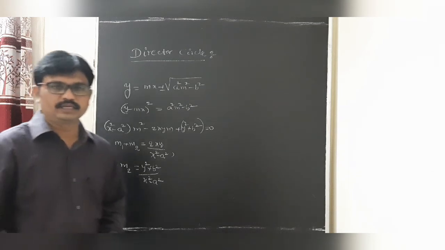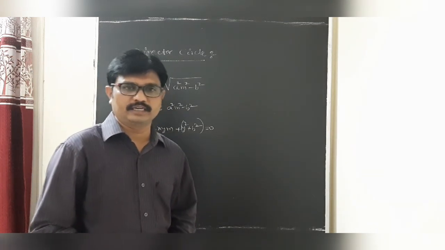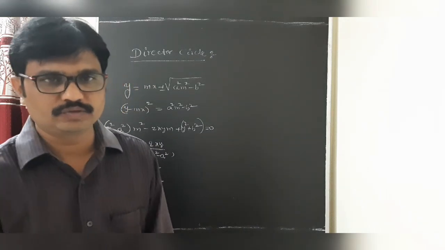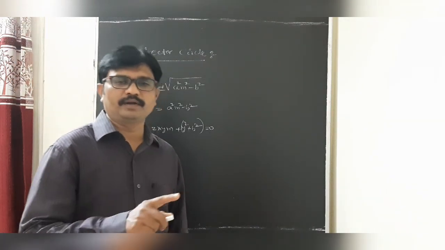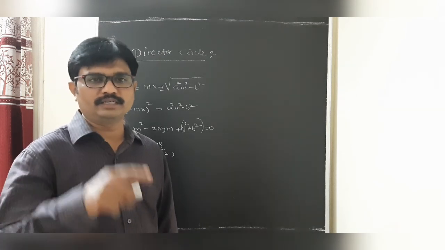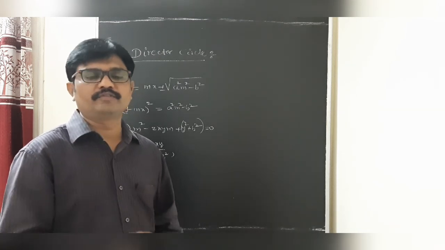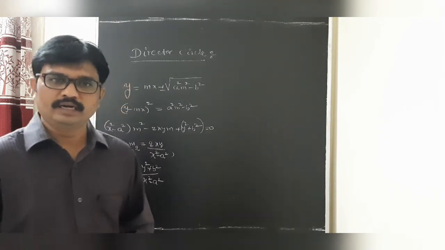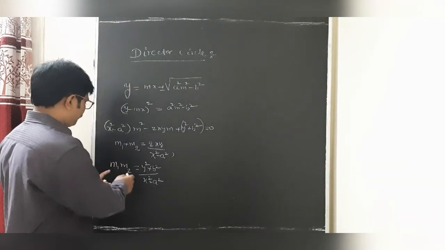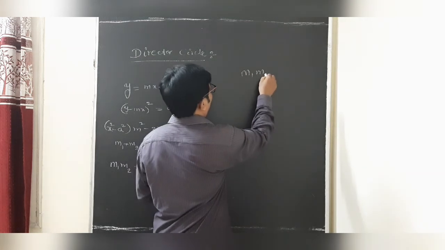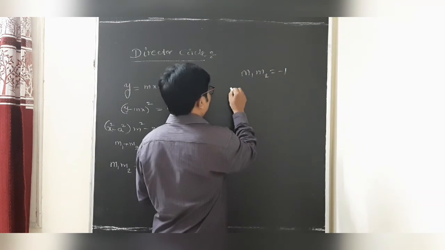Dear students, in ellipse and circles, we discussed the director circle, the locus of the perpendicular tangents. What is it, students? The locus of the perpendicular tangents to the hyperbola lies on a circle concentric with the hyperbola. There the circle is said to be the director circle. So the perpendicular tangents mean, dear students, m1 into m2 equal to minus 1.